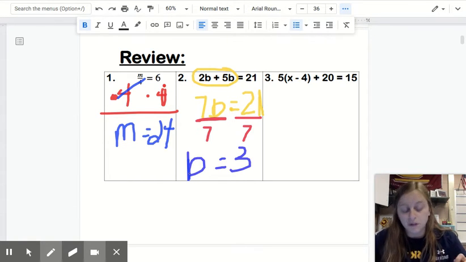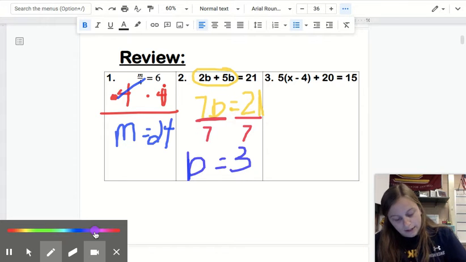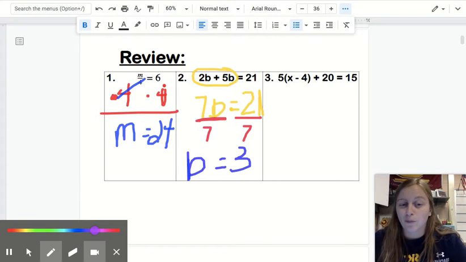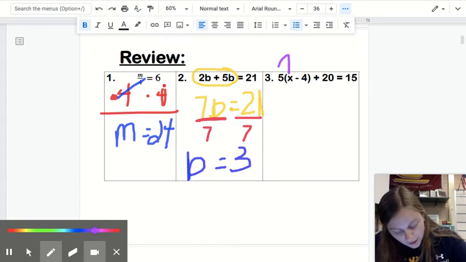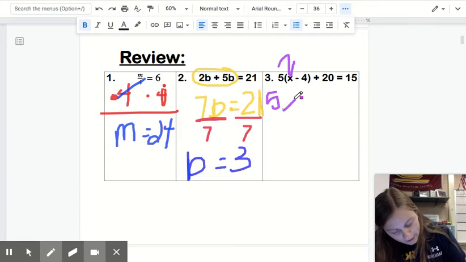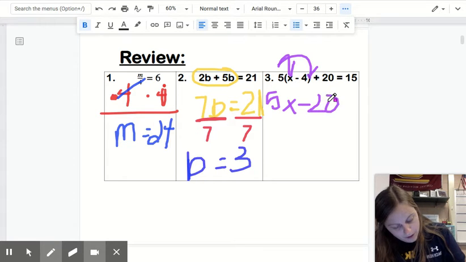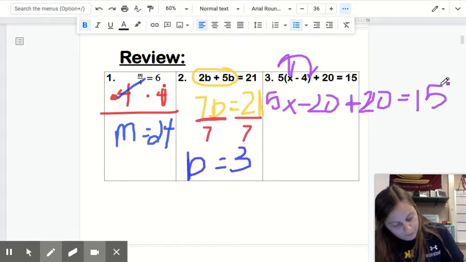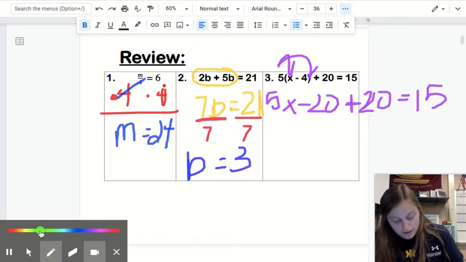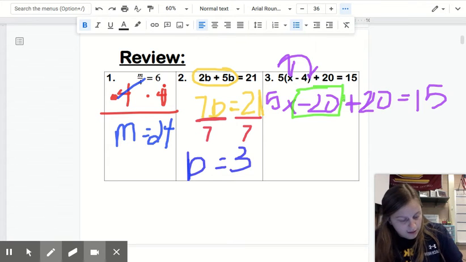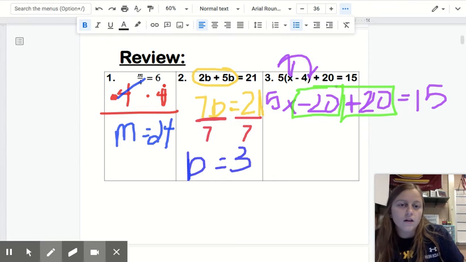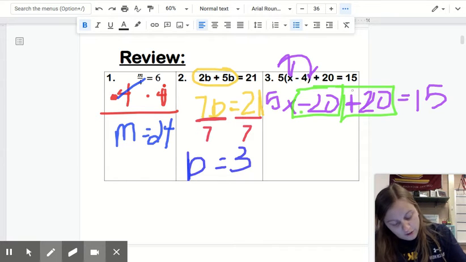Same thing with number 3. That's a pretty long one. First, we combine like terms, and we do that by applying the distributive property. That's what we learned last week. So 5 times x is really 5x. 5 times 4 is really minus 20. Then the rest can be rewritten. Plus 20 equals 15. We still can combine here. I have a negative 20, minus 20, and a plus 20. That's really 0. Those kind of cancel each other out.